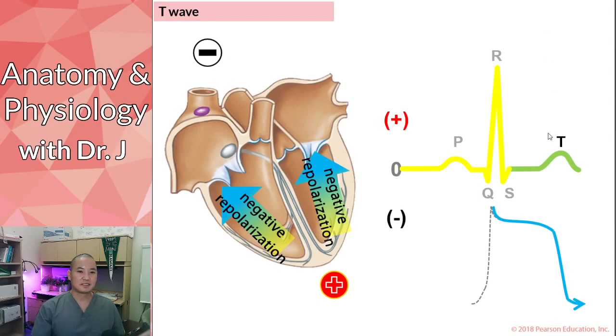So there are two things you should take away from this. The T wave is not causing contraction. It's actually everything resetting in the ventricles. And the other thing is it's caused by this drop in membrane potential at this phase of the action potential in the ventricular cardiomyocytes.